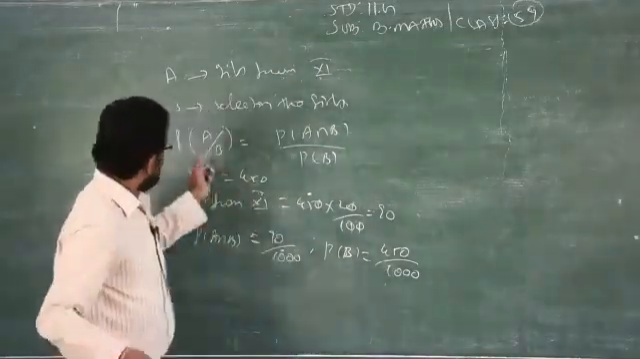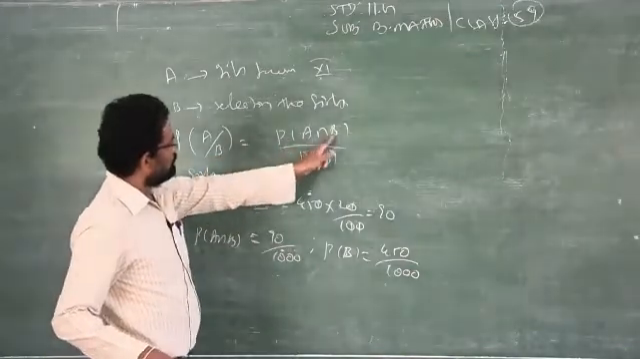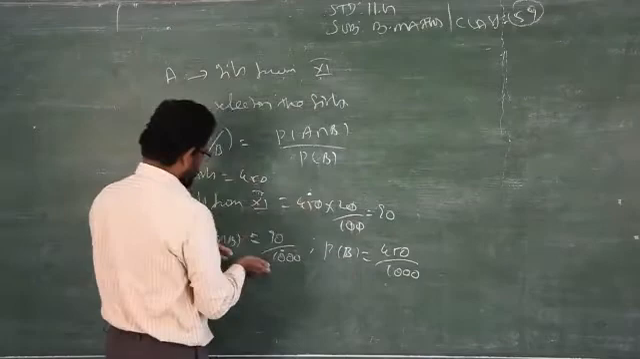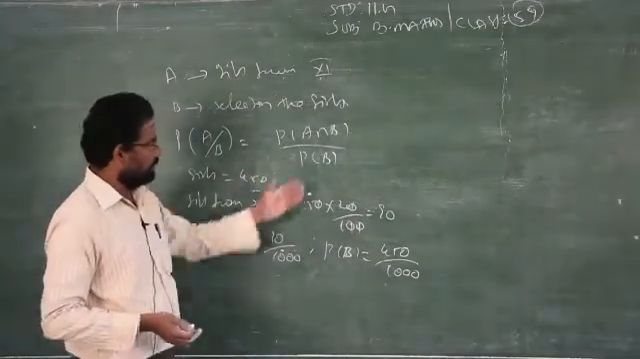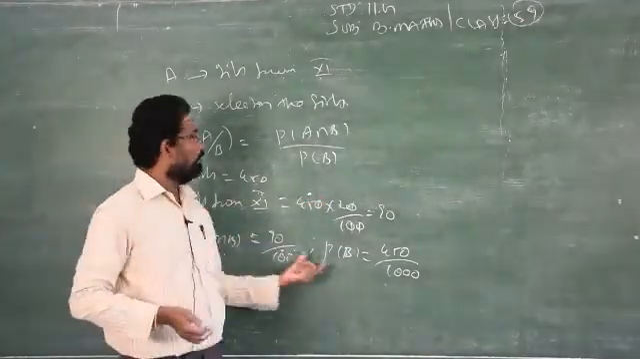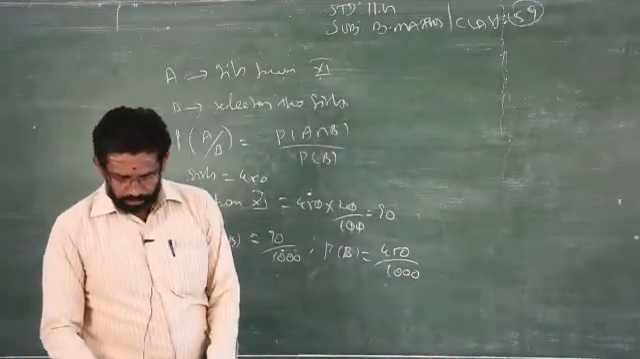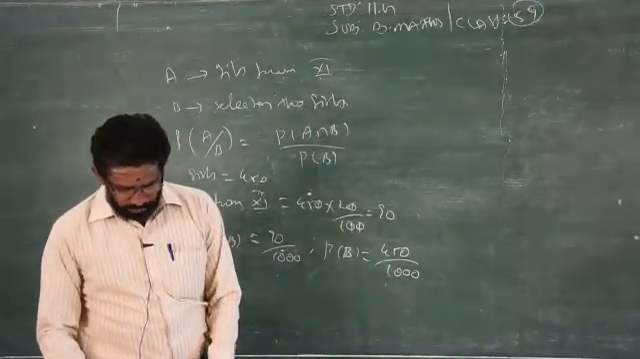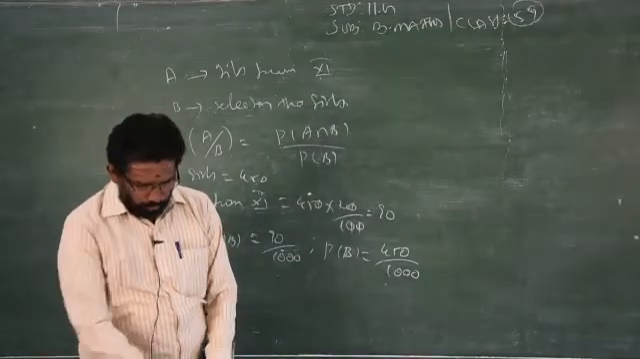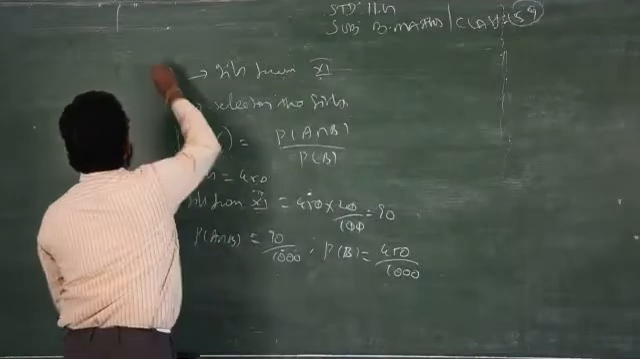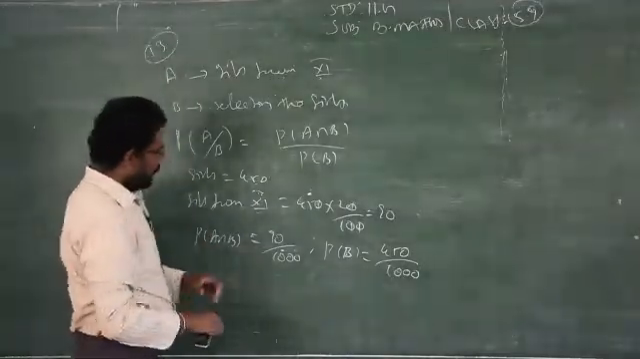So, P of A by B will be P of A intersection B by P of B. You already know what P of B and P of A intersection B are. You just have to replace these two pieces of information in the given formula, and you will get the answer. Clear? Next you have to go for sum number 14. This is sum number 13. Please complete the remaining part.